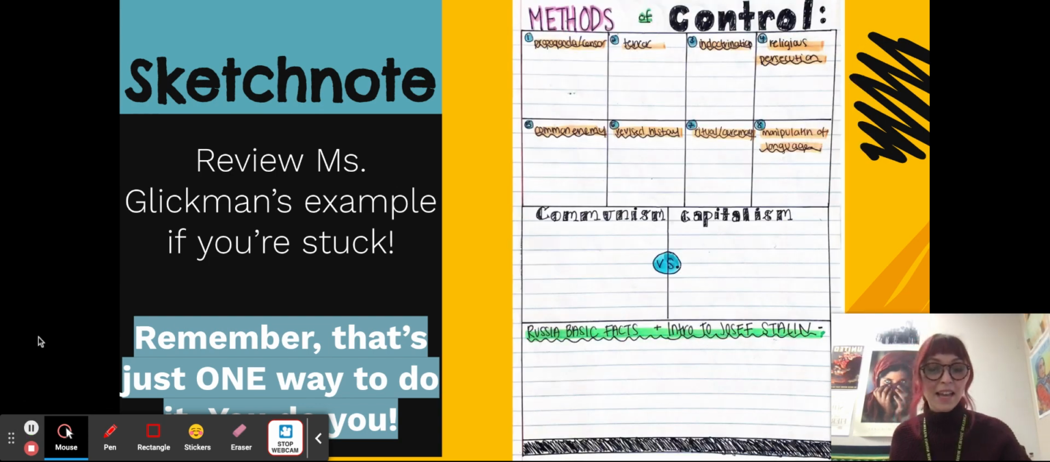All right, so here is the second page of notes that I did, and this is where I took the 3 sections of the lesson and I gave them each their own boxes. So you can see at the top, I wanted to make individual boxes for each of the 8 methods of control that we're going to be talking about. I made sort of like a T-chart to get ready for the notes where we're going to be comparing capitalism and communism. And then I left a big open space at the bottom where I could put the basic facts about Russia and the intro to Joseph Stalin.